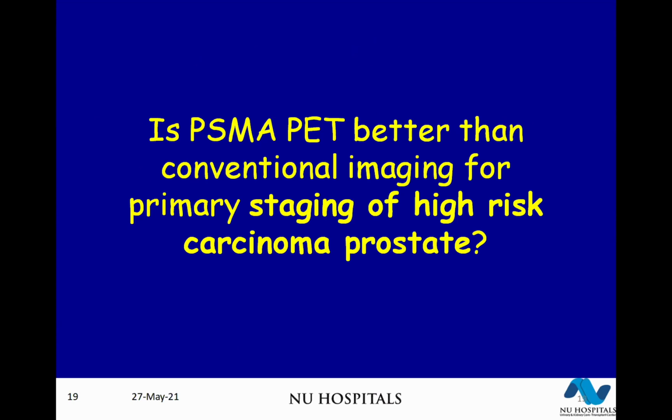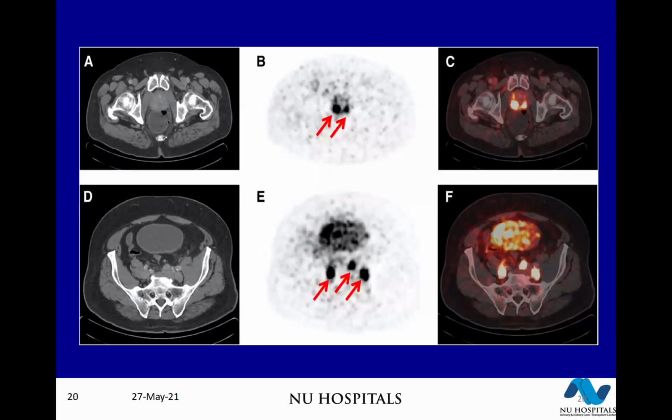So regarding the same question sir asked, whether the PSMA PET would be better than conventional imaging for staging of high-risk prostate cancer, this would be an example. He's a 70-year-old male patient with biopsy-proven high-risk prostate carcinoma with a Gleason score of 9 and PSA of 94. You can see the images A, B, C, where the prostate lesion is picked up in an axial CT and a PET superimposed onto a CT.